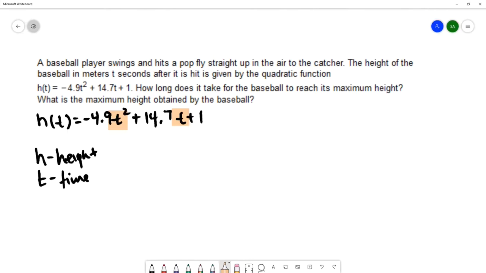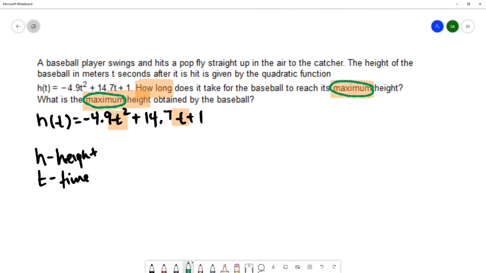Now what this question is asking for is something very specific. They want to know the time, how long. They want to know the time it takes to reach the maximum height and what is that maximum height. So we use that word maximum, and that maximum is the highest, in this case, highest height, the highest y value.